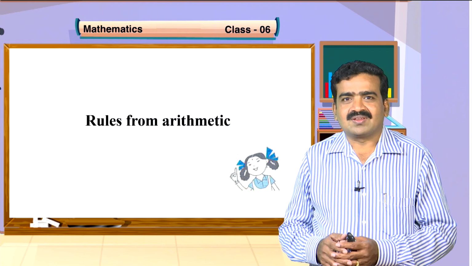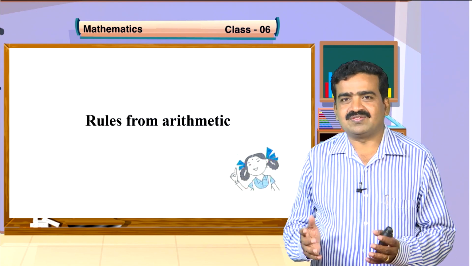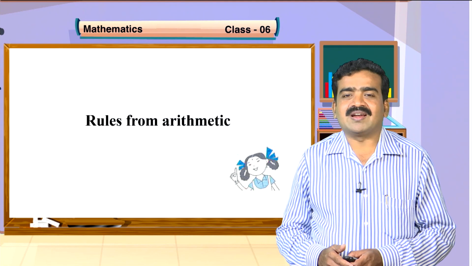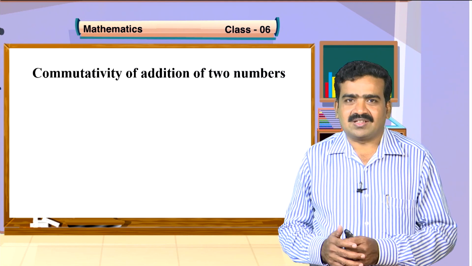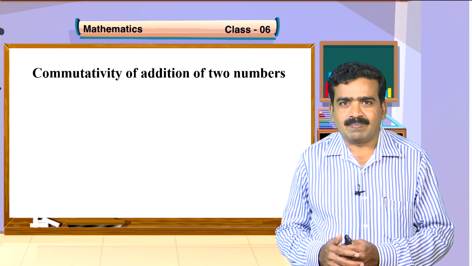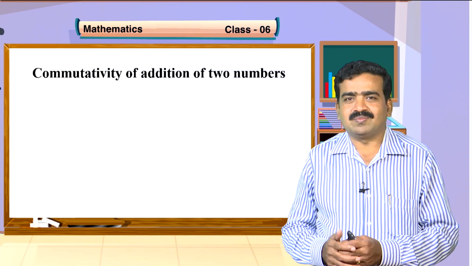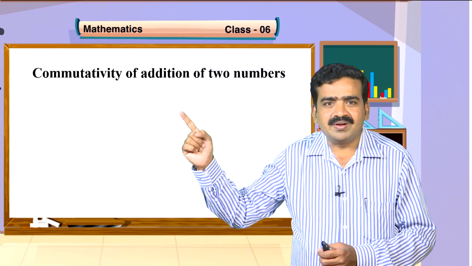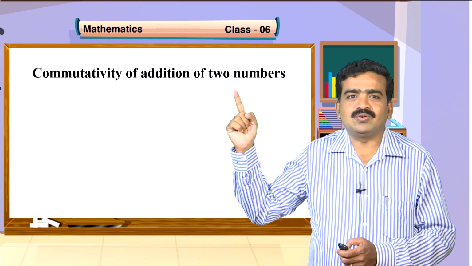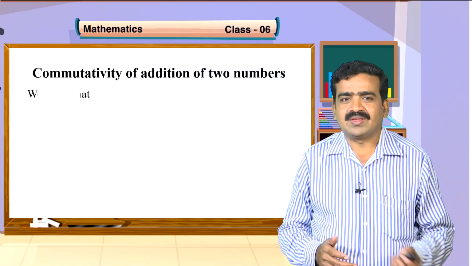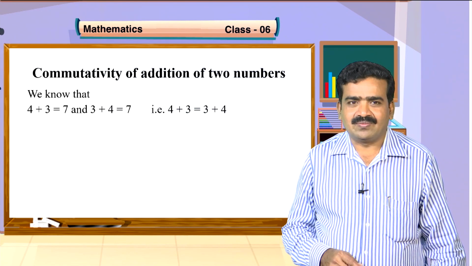Now, we have learnt about the rule of geometry. Now, let us learn rule from arithmetic. In case of arithmetic, we are going to perform addition, subtraction, multiplication and division with the numbers. Here we have commutativity of addition of 2 numbers. Let us understand through an example.